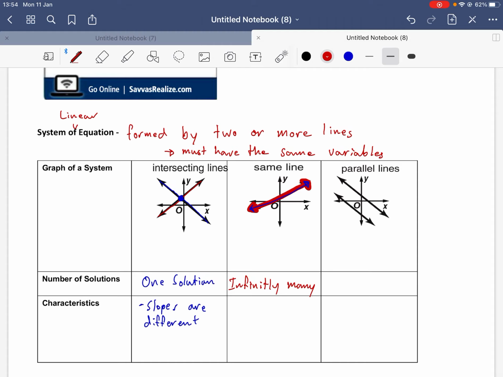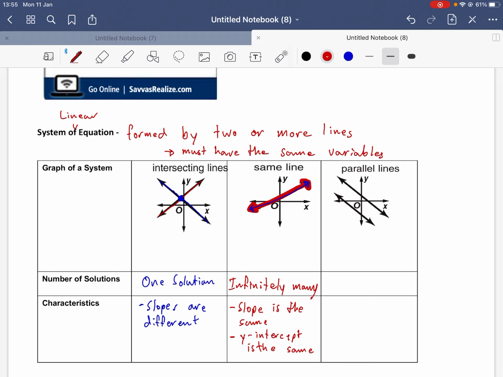And I had to check. For some reason, I have trouble spelling infinitely. That was spelled wrong. Infinitely, there is a T-E-L-Y, many. Okay, so there are infinitely many solutions. So the characteristics are the slope is the same, and the y-intercept has to be the same.